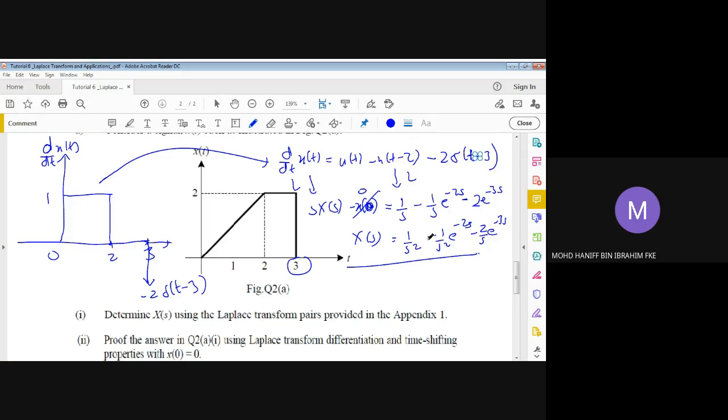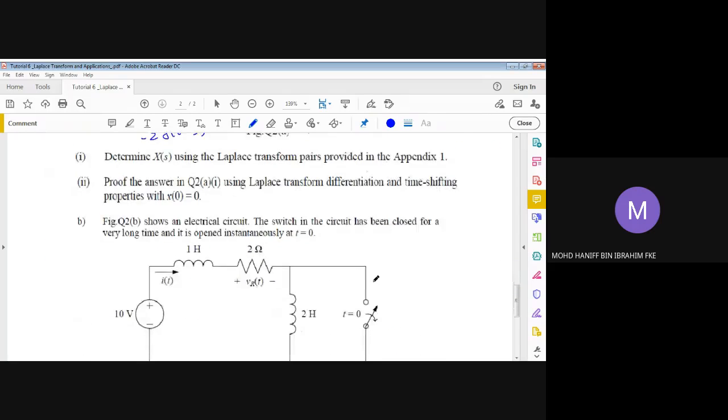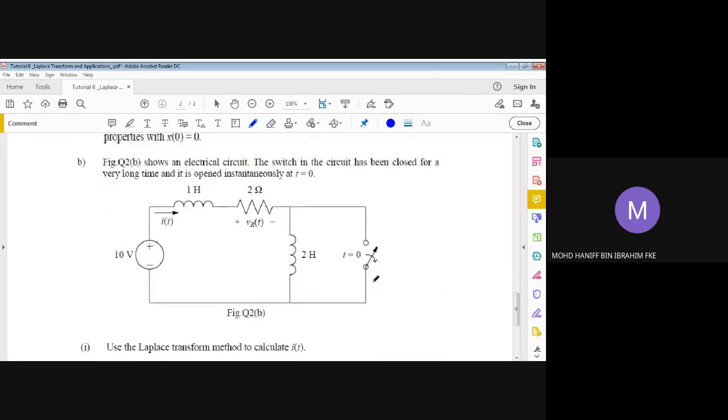If no questions, let us proceed with these questions on the circuit. We are given an electrical circuit as shown in the diagram here. The switch in the circuit has been closed for a very long time, and it is opened instantaneously at t equals 0.